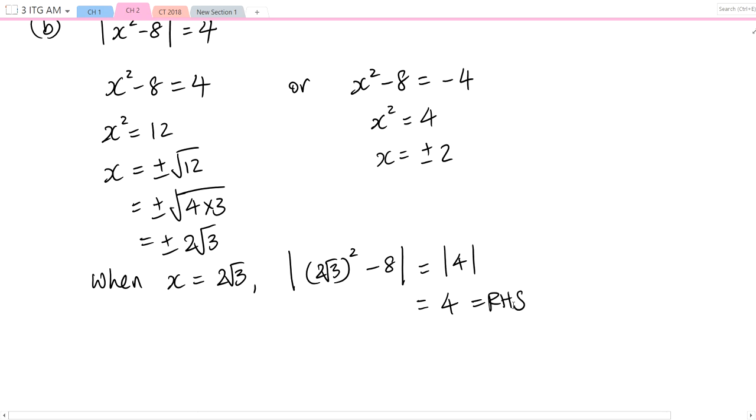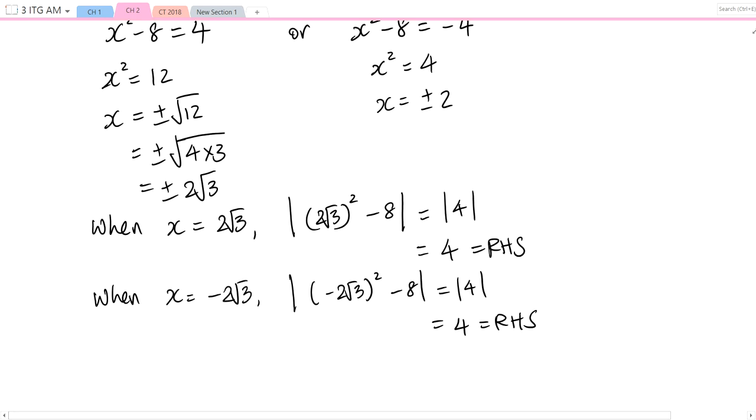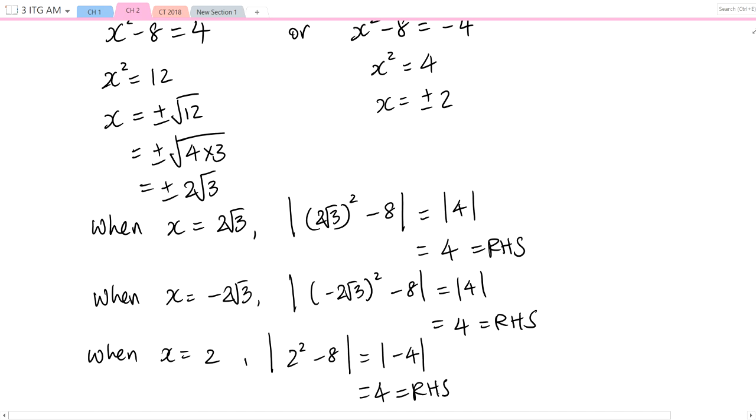Okay, so x being 2 square root 3 is valid. When x equals negative 2 square root 3, we've got negative 2 square root 3, and I square it, minus 8. I'll see that I get the same answer again. Right hand side, valid. Last two cases, when x equals 2, 2 squared minus 8 gives me negative 4, modulus, which is 4. Again, equals the right hand side.